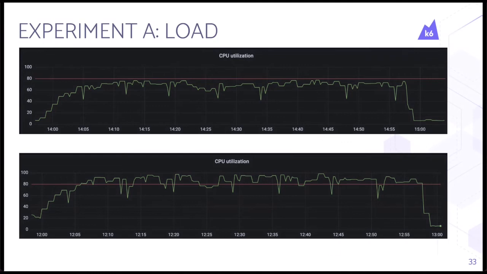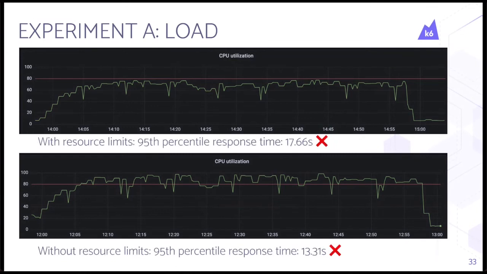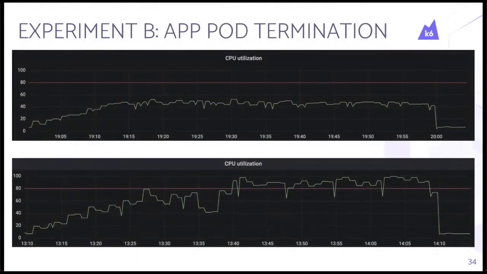This is really interesting because without the resource limits, the 95th percentile response time was 13.31 seconds. Okay, it's not like this is enough of an improvement for the hypothesis to be proven true, but it's still 24.6% lower than with the resource limits. The story continued with a second experiment.